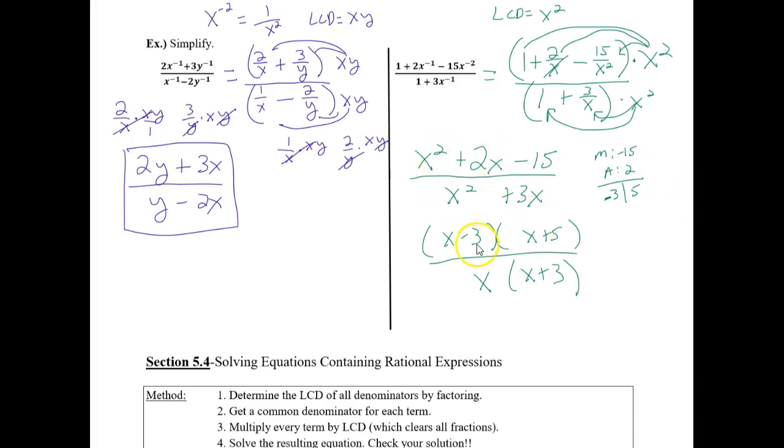I do not see any common terms. These look close. I have an x minus 3 and an x plus 3, but they're not like. There's nothing here that I can do. So this is as far as I can go. I cannot simplify any further. Now if this had been a negative here, then there would have been a negative here, and then the x minus 3's would have divided out. So make sure that you are factoring and checking for common factors before you decide it's as simplified as possible.